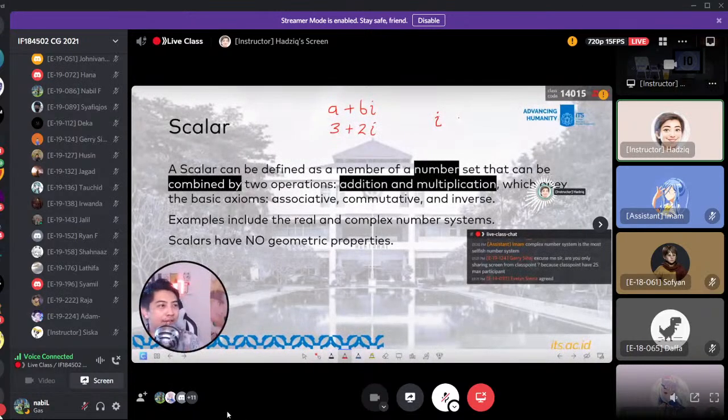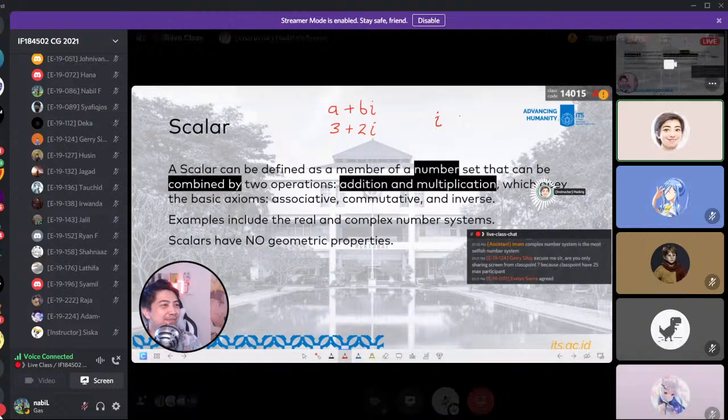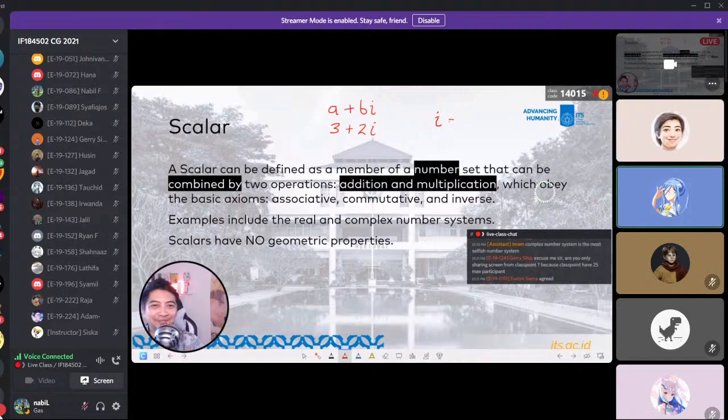Okay. i is equal to... Imam, why did you say that the complex number is the most selfish number system? This is quite an interesting statement from you. Because there is a lot of I in it and not a lot of we, you know. Okay, nice joke.